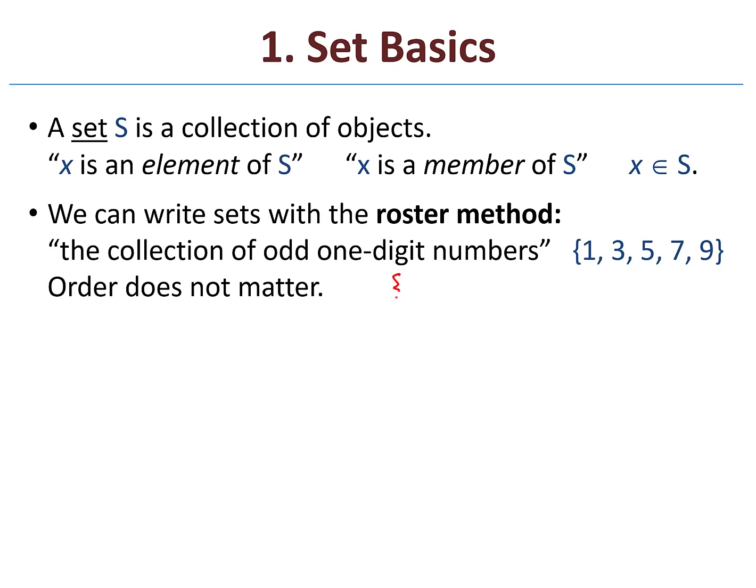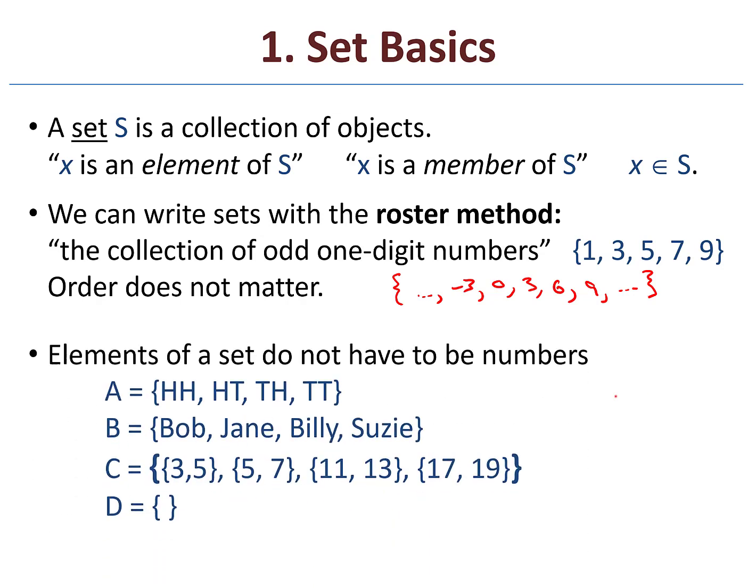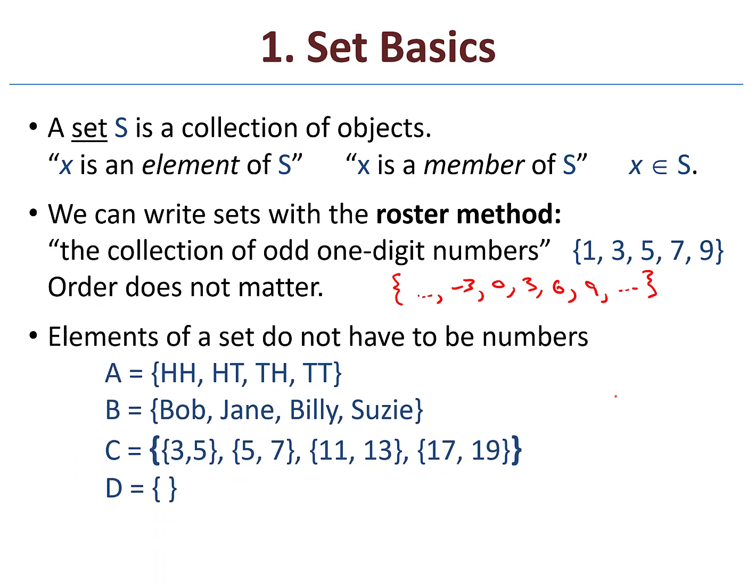Or I can have an infinite set, say the set of all multiples of 3. As long as I'm listing out all the elements, we say that I'm using the roster method to write the set. Elements of a set do not have to be numbers. They can be results from coin flips, names of people. We can have sets of sets. And also, we can have a set that contains nothing.